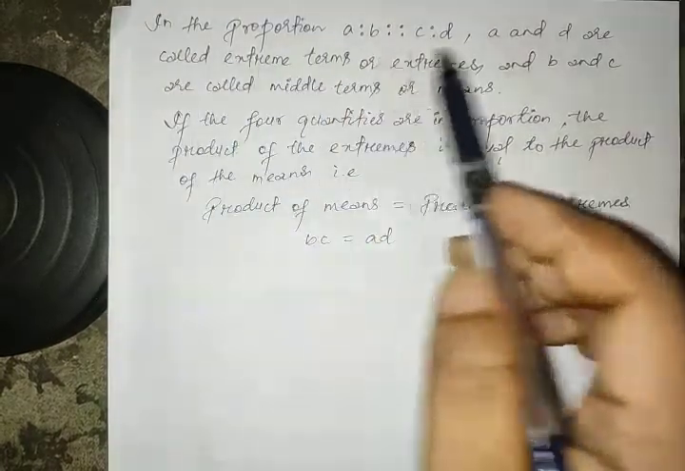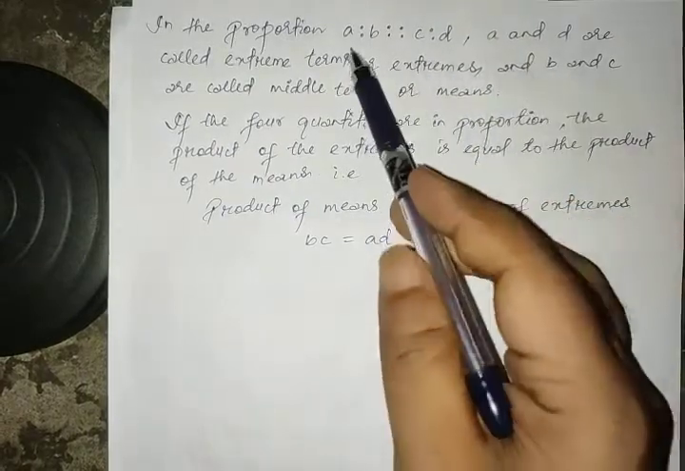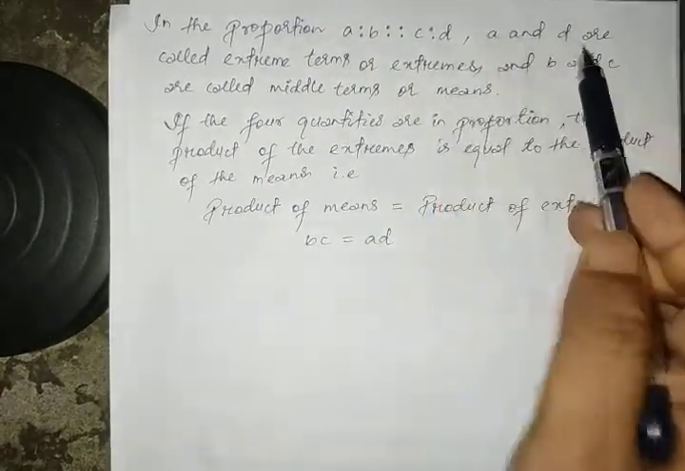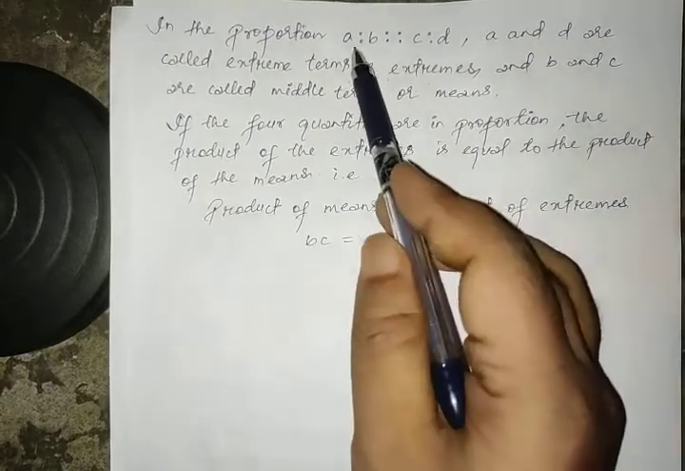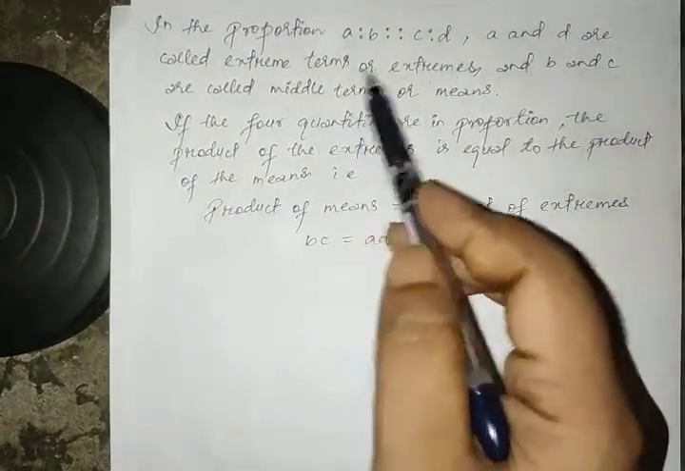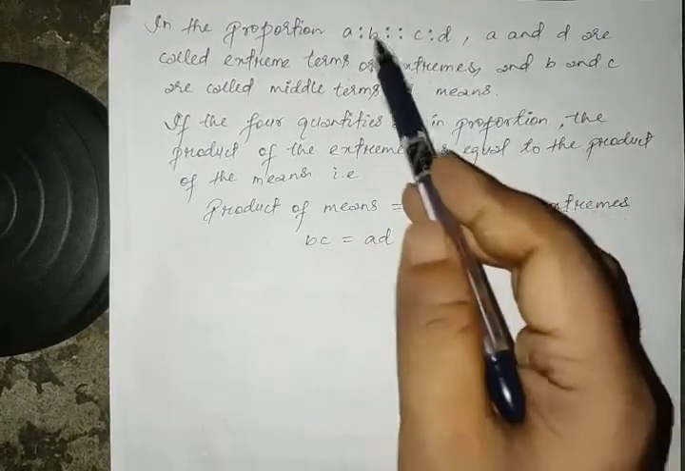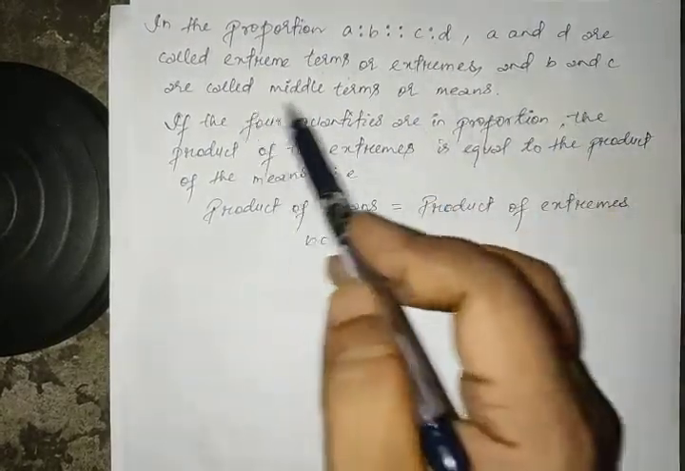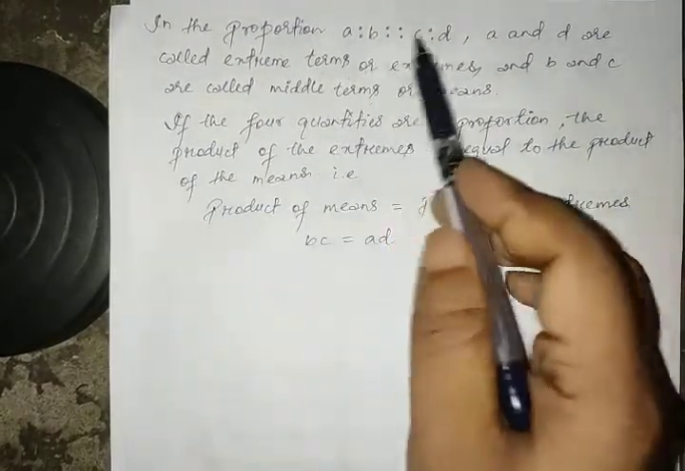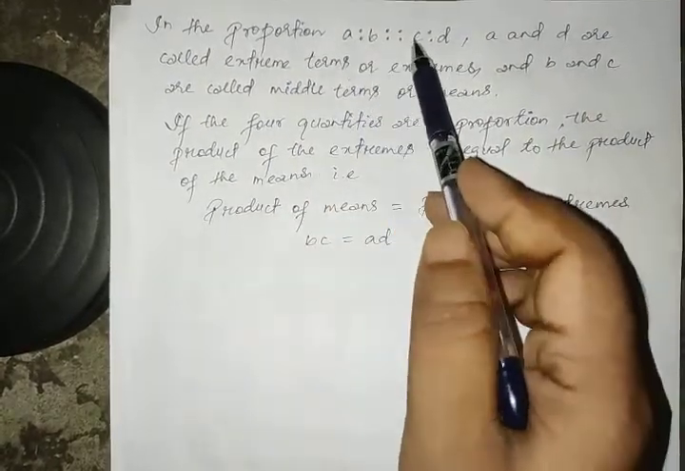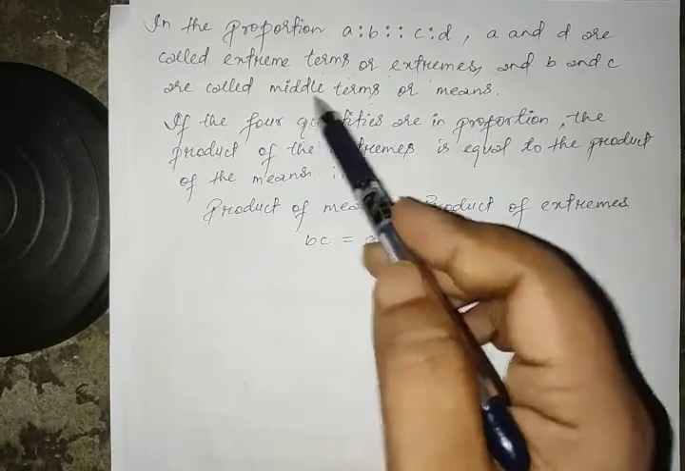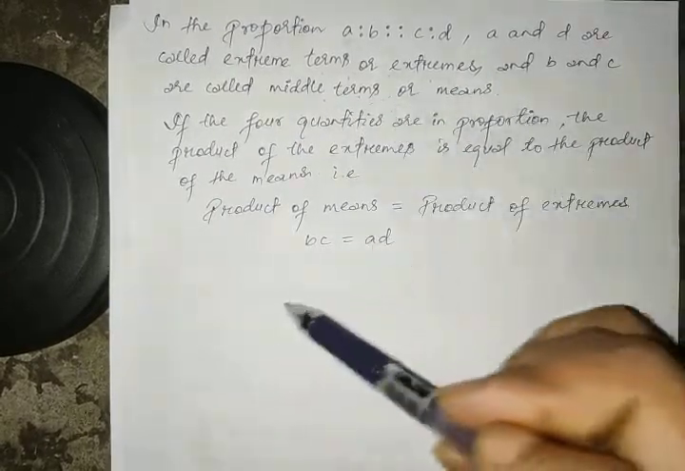Now in this proportion, A and D are called extreme terms or extremes, and B and C are called middle terms or means, because they are in the middle. A and D are at the corners, so they are called extremes, and B and C are in the middle, that's why they are called middle terms or means.